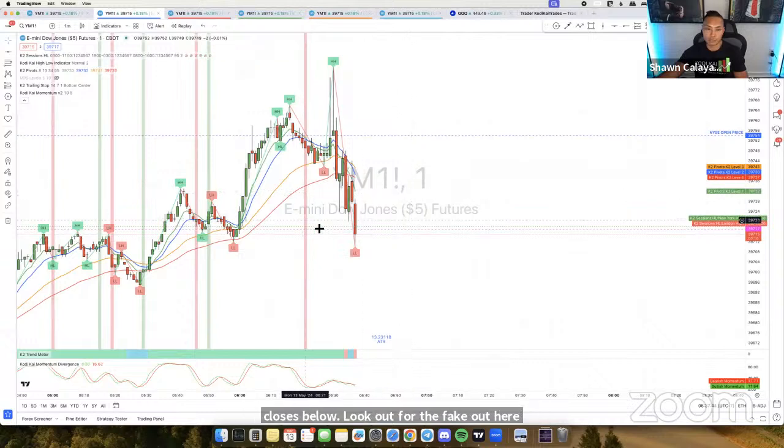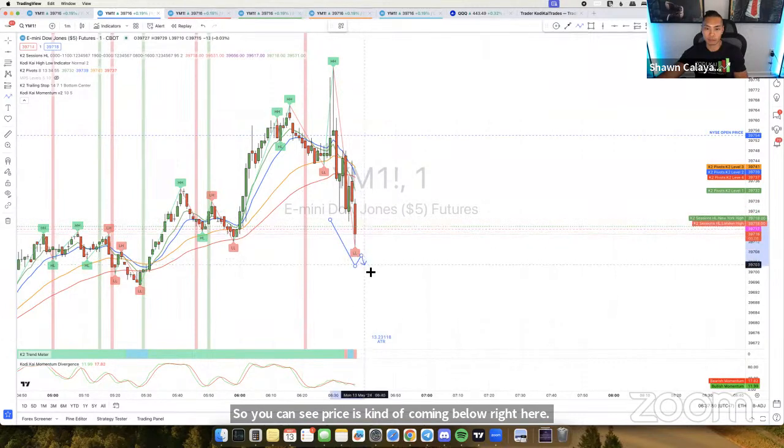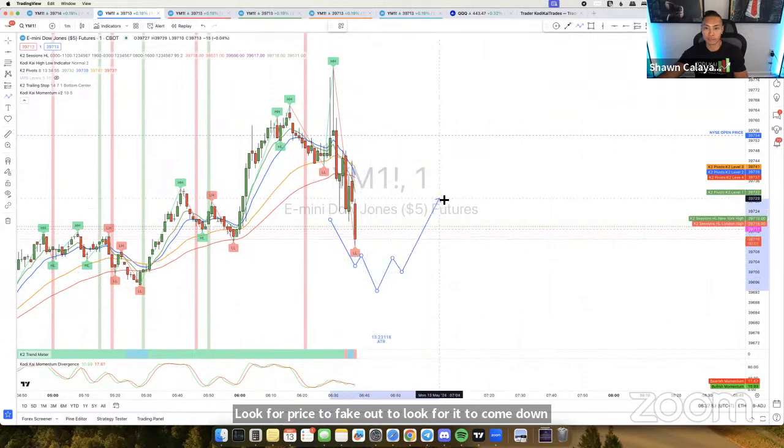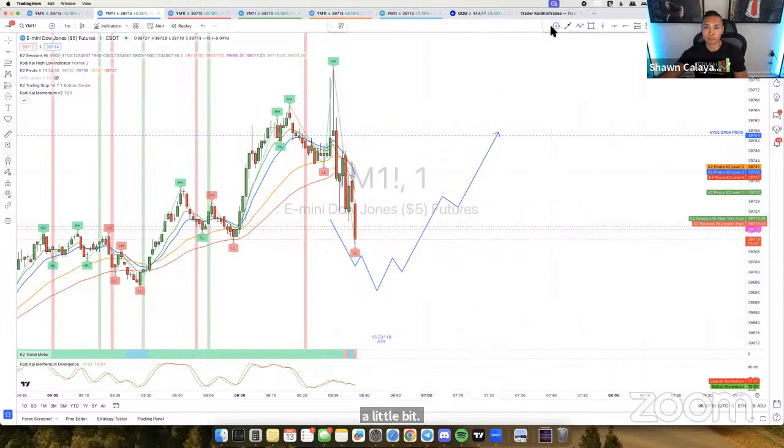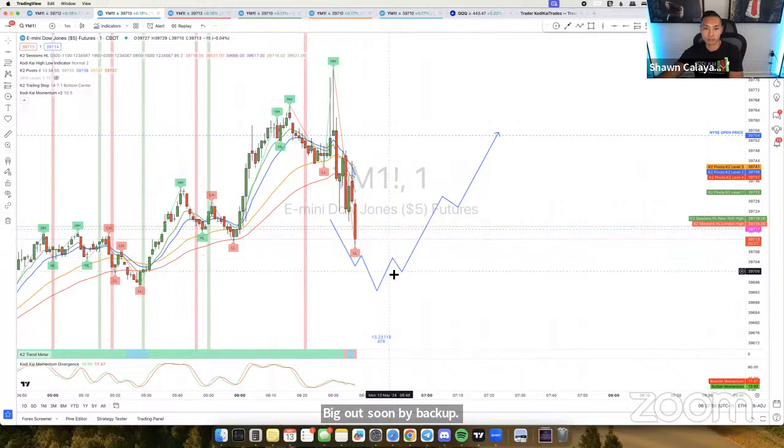So you can see price is kind of coming below right here. Look for price to fake out. So look for it to come down a little bit, fake out, and swing right back up. That's kind of what I would expect here.